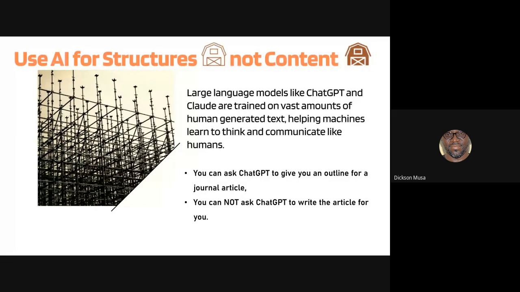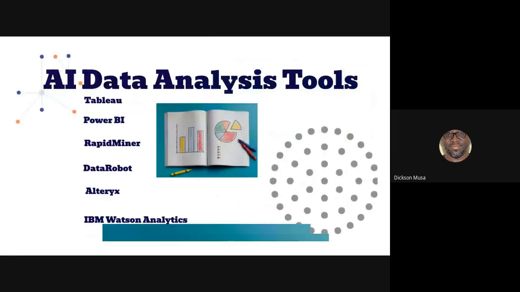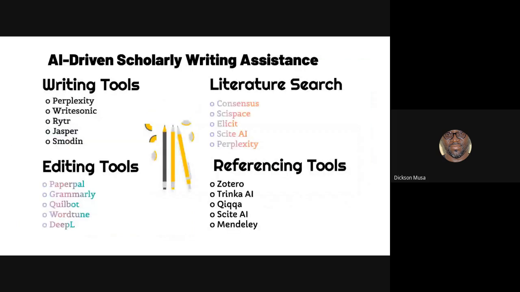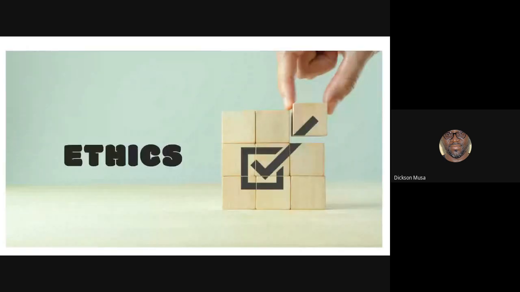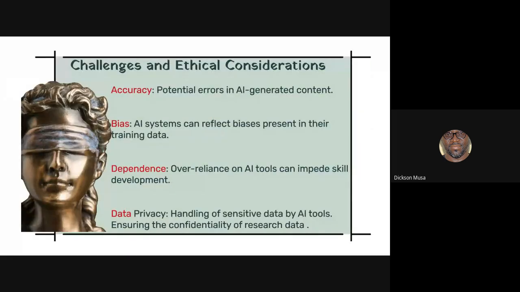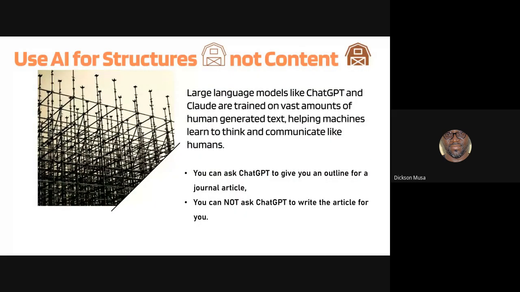This we must adhere to, because if you ask AI to generate content for you. And just like I gave example of writing tools, Perplexity, Writesonic, and so on, these can generate content for you, but this should not be what you should be using AI for, not content. There are some content you get from them, yes, but you shouldn't be dependent on AI for content.